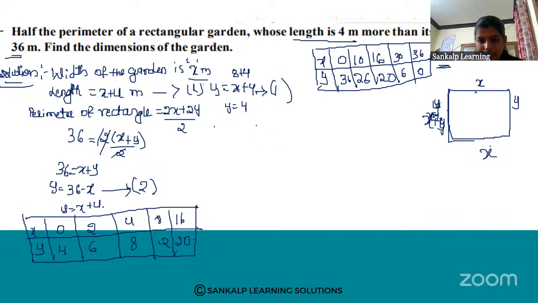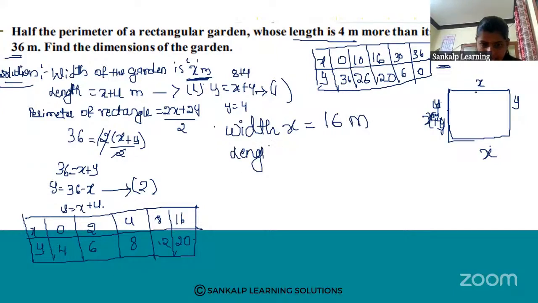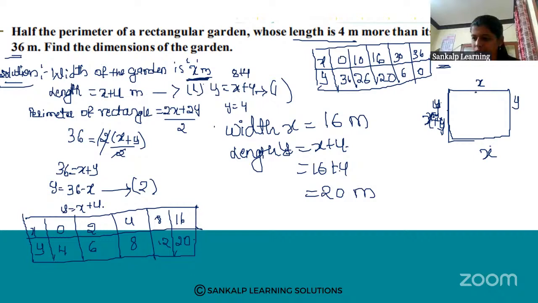So x means what? It is width. Therefore, width x is 16 meter and length, what we have considered here, that is length y is equal to x plus 4. ಹೌದಾ? ಯಾಕೆ ಲೆಂತ್ ಏನಿದೆ ವಿಡ್ತ್ ಗಿಂತ 4 ಮೀಟರ್ ಜಾಸ್ತಿ ಆಗಿದೆ. That is x plus 4. So y is equal to x plus 4, where x is 16 here. 16 plus 4 is 20 meter. These two are the dimensions.